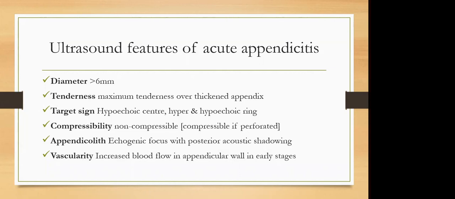So our job as sonographers: we find the appendix, then we look at the appearance of the appendix. We try to look at what the diameter of this appendix is. What's the maximum tenderness? How is it looking? Is it compressible or not? How is the vascularity surrounding it?